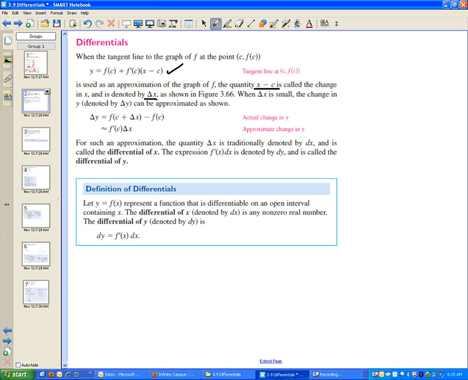In other words, if x starts as 2 and it becomes 2.1, the change in x is 0.1. Or if it starts as 2.1 and becomes 2, the change in x is 0.1. We rarely care about the direction of the change, positive or negative. Okay? Now, when delta x is small, the change in y, denoted by delta y, can be approximated as shown. So, that is a definition. And I'm going to give you a little bit better version of it here in just a minute.